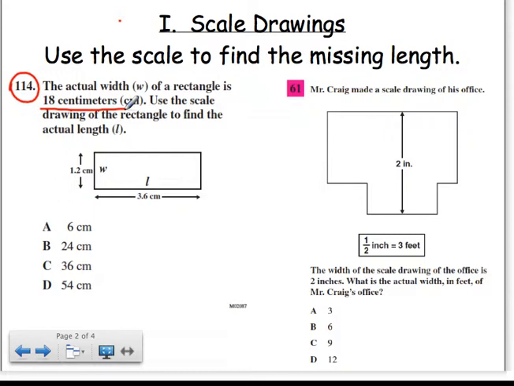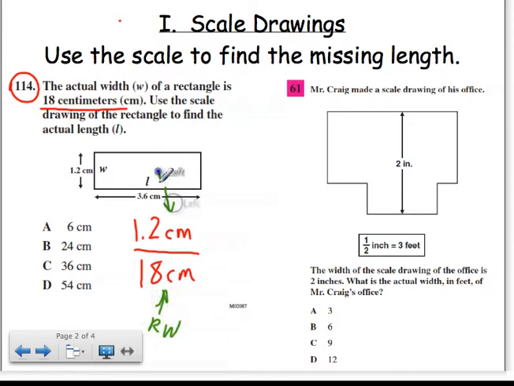So for this problem, I know that the actual width is 18 centimeters. And so far I can write that 1.2 centimeters in the drawing is the same thing as 18 centimeters in the real world. Just to kind of give myself a note. This is the measurement in the real world. This is the measurement in the drawing.